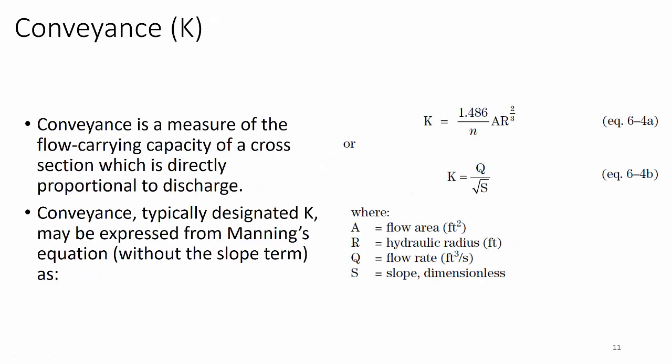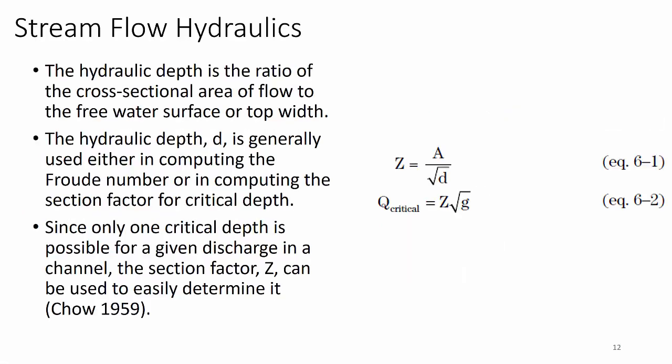Conveyance K is a measure of the flow carrying capacity of a cross section, which is directly proportional to discharge. So, conveyance typically is designated big K, and may be expressed from Manning's equation without the slope term as K equals 1.486 over Manning's n times A R to the 2/3, where R is the hydraulic radius, which you know about, or K can be expressed in terms of Q over square root of S, where S is slope, feet over feet, meters over meter. So K is pretty straightforward as a conveyance variable.